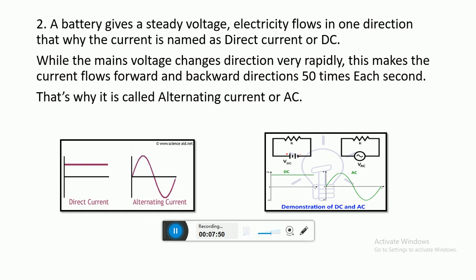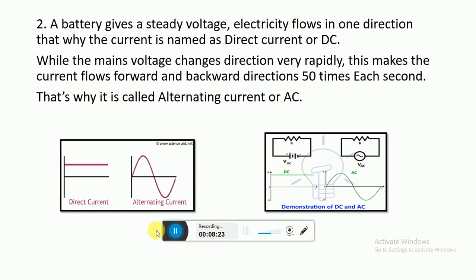Number two, the voltage is constant in DC, but the voltage is variable in the main supply which comes at home from the power station. So the main voltage changes direction very rapidly, and this makes the current flow in forward and backward directions 50 times each second. That's why it is called alternating current or AC.